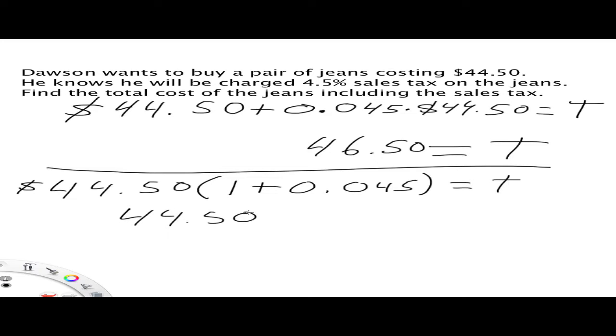Now I can add those together and just do one multiplication of 44.50 times 1.045, which is going to equal my total. And so 44.50 times 1.045, and that gives me $46.50.